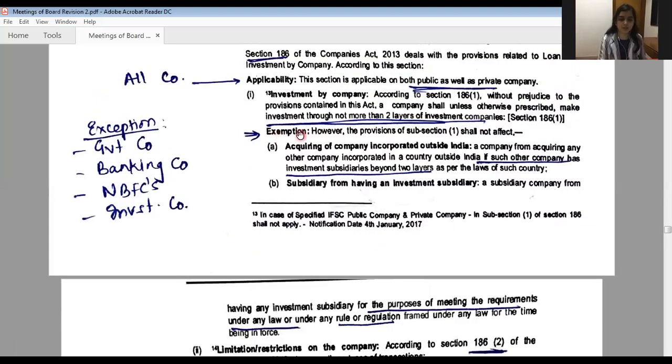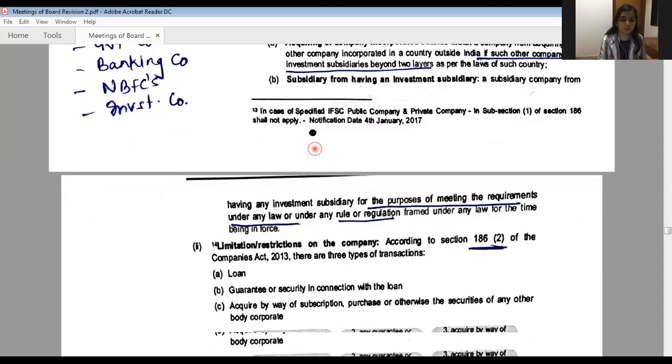But the exception to this two-level investment restriction is a government company, banking company, NBFC and investment company. These four can make an investment through more than two layers of investment companies.